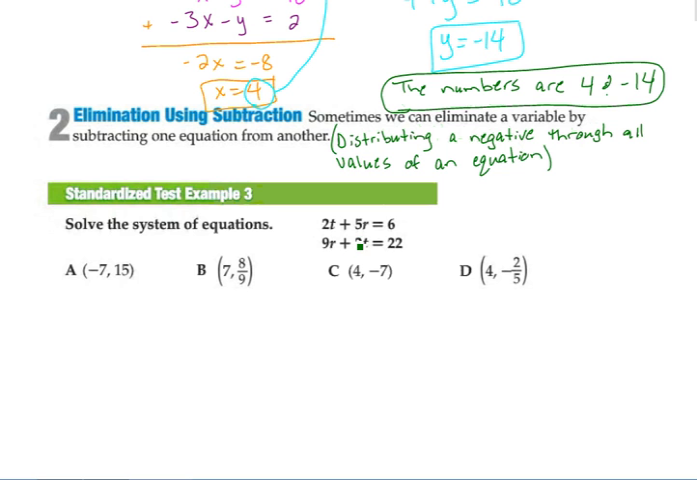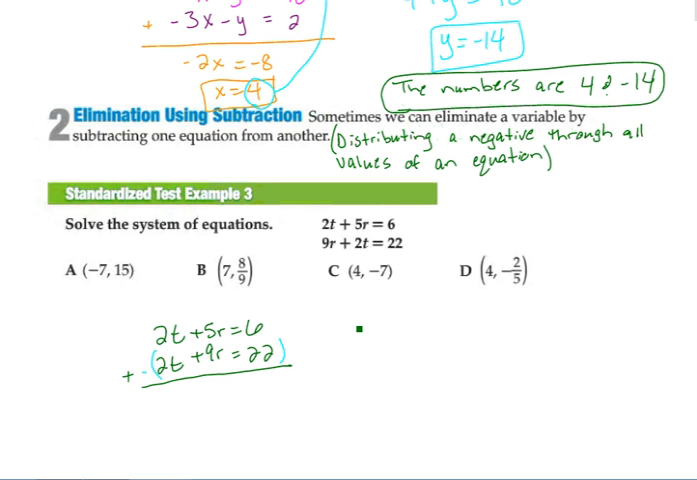Well, first off, I noticed that my r's and my t's are not aligned, so I'm going to rewrite them. 2t plus 5r equals 6, and 2t plus 9r equals 22. Okay, very close to almost being able to eliminate, but notice that these are both positive. These are not opposite coefficients. So what I'm going to have to do is look at this and distribute a negative through that second equation.